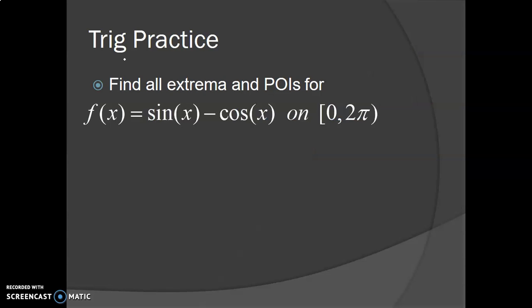So we're going to do an example using trig. To find all extrema and POIs for the function sine of x minus cosine x on the interval 0 to 2 pi, including 0, not including 2 pi.